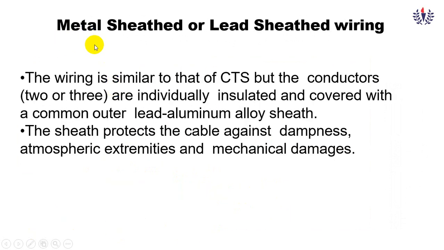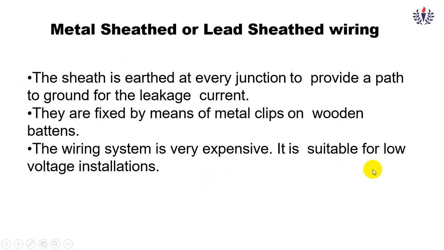So next we are going to see about the metal sheath or lead sheath wiring. It is similar to CTS, what we have seen in the previous one, where there is a tough rubber. So here conductors, two or three, are individually insulated and covered with a common outer lead aluminum alloy sheath. So on the outer side of the cable we are using the sheath. This gives protection against dampness and mechanical damages.